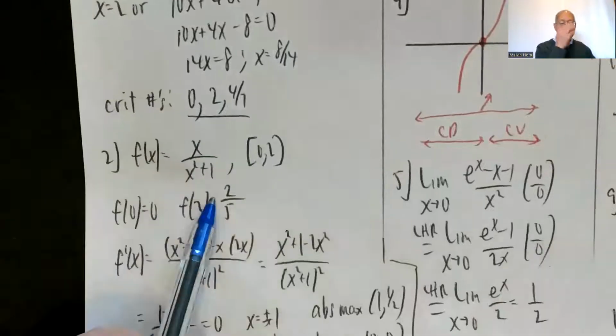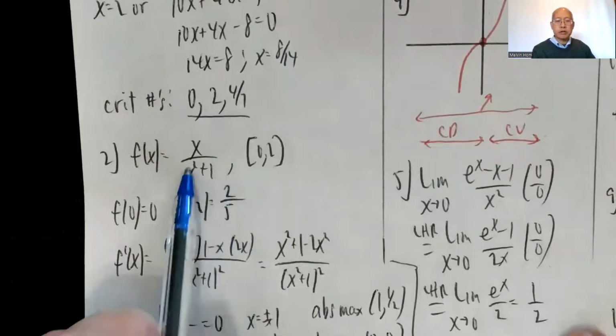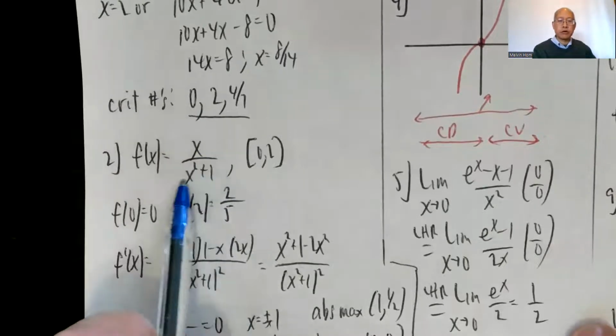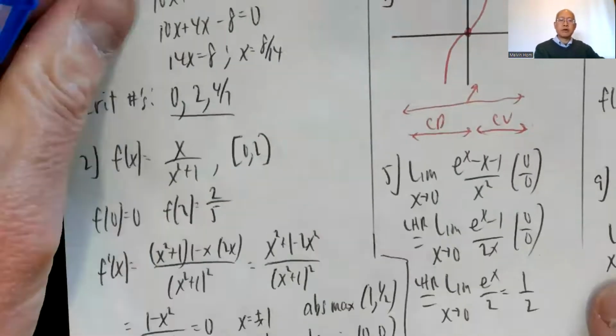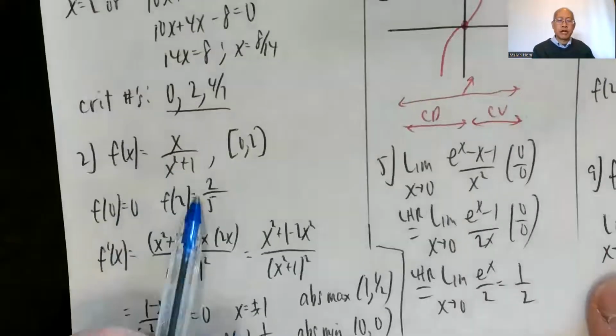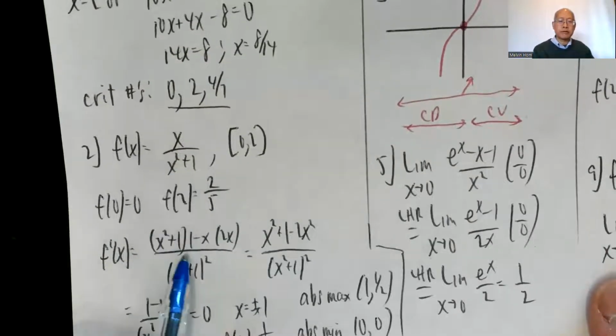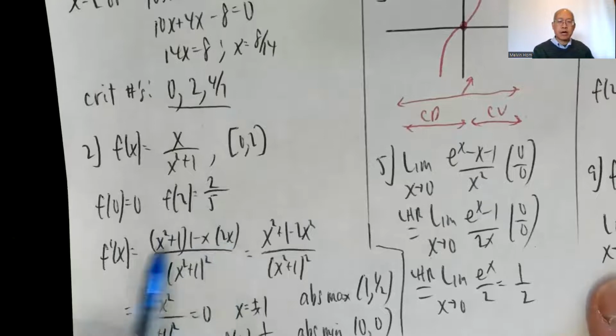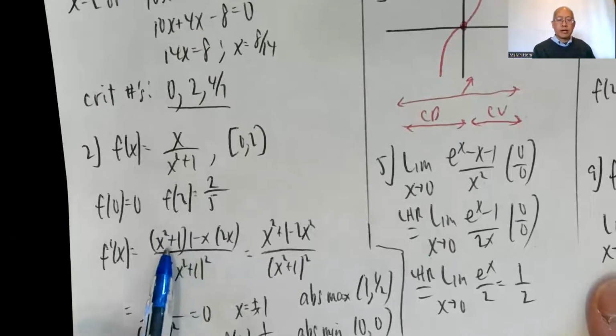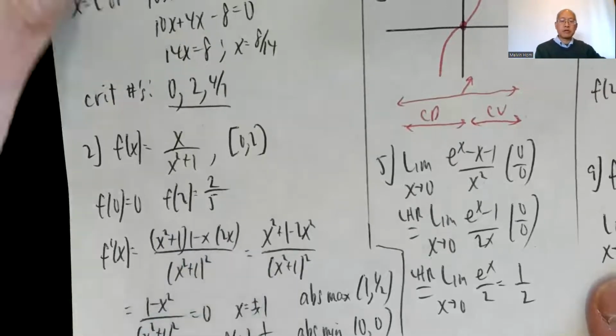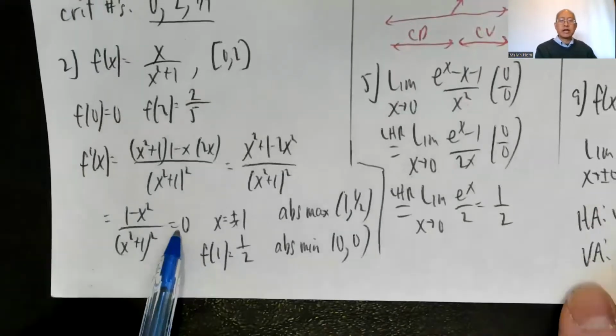Number 2, absolute max and min. Plug in the endpoints. Plug in 0, you get 0. Plug in 2, I get 2/5. And then critical points. So I take the derivative and set it equal to 0. Quotient rule, bottom times the derivative of the top, minus top times the derivative of the bottom, all over the square of the denominator. That's x squared plus 1 minus 2x squared, which is 1 minus x squared. Set that equal to 0.